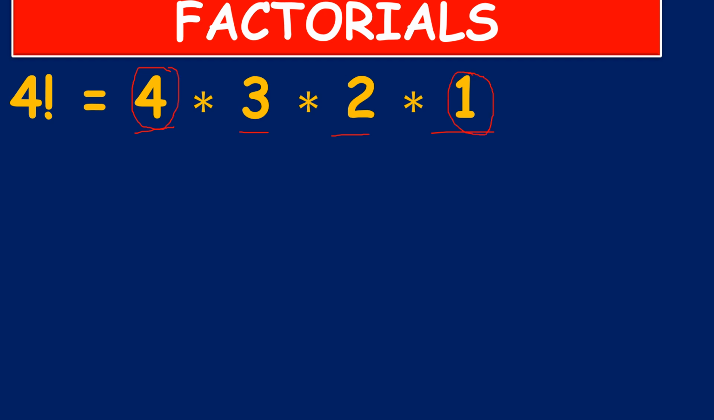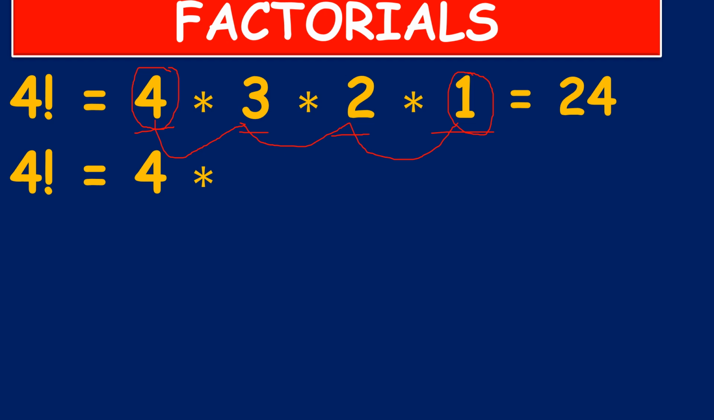And when we say 4 factorial, we're saying 4 times 3, which is 12, 12 times 2, which is 24, and 24 times 1, and that gives us 24. So 4 factorial is equal to 24.